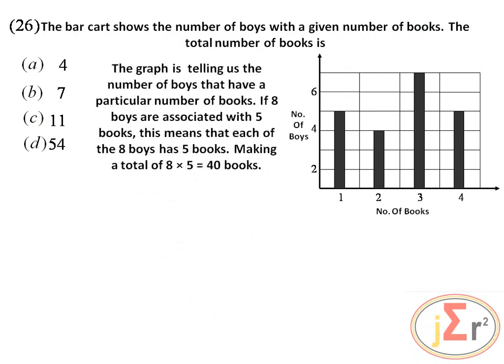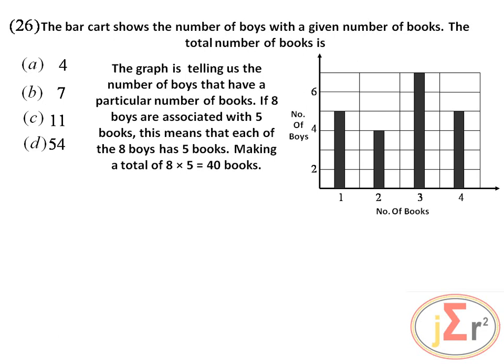The graph, that is what we are going to be using, which is a bar chart. It is showing the number of boys with a given number of books. We need to determine the total number of books. But we need to understand what it means by number of boys with a given number of books.